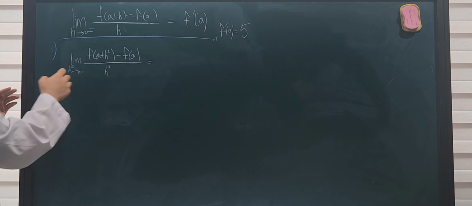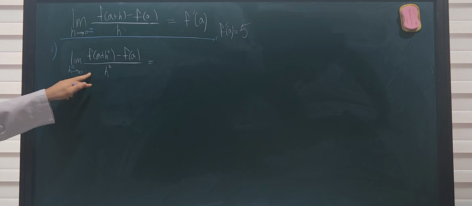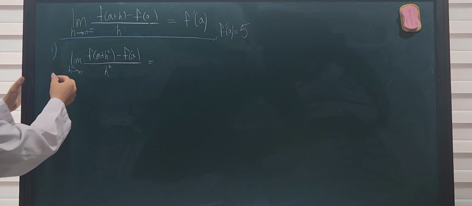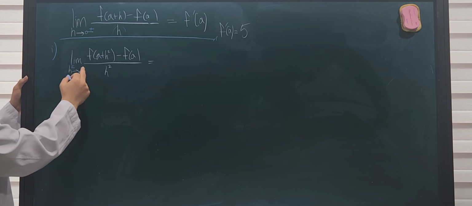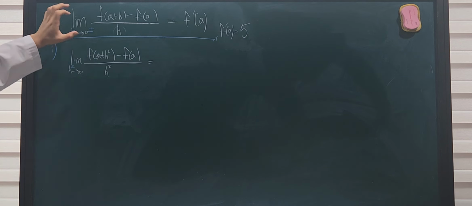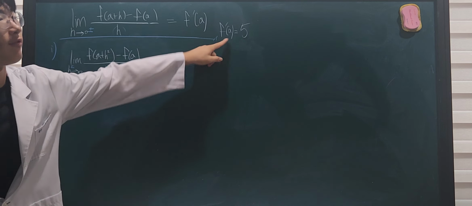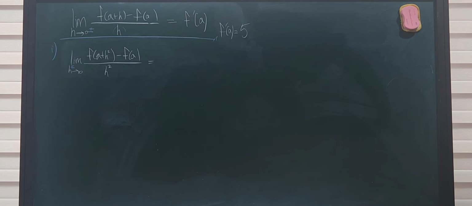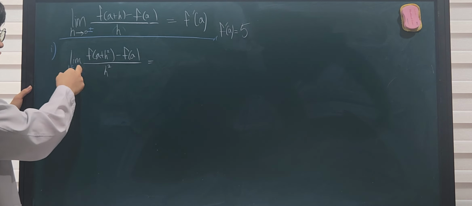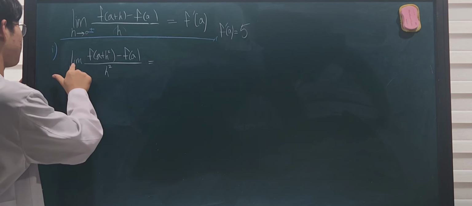Then, if this h squared can approach 0 in both the positive and the negative direction, we will be able to say that this equation represents the same identity of the first principles, and thus can be represented as f prime a, which is 5. However, we want to prove that it can approach 0 from both the positive and the negative side, or it might yield a different value. So let's check it right now.